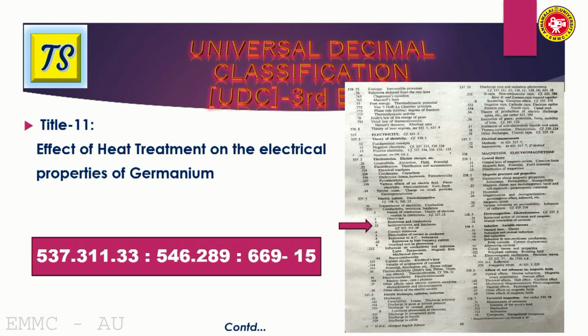So in the schedule on page number 65, you can find the notation 537.311.33. If you visit 537, you can find the term electricity. So under 537.311 refers to conductivity, resistance, etc. So .33 refers to semiconductors and insulators. This number should be finalized.